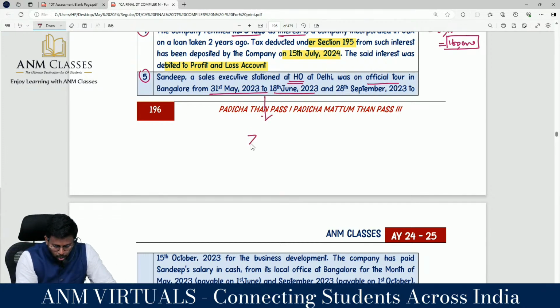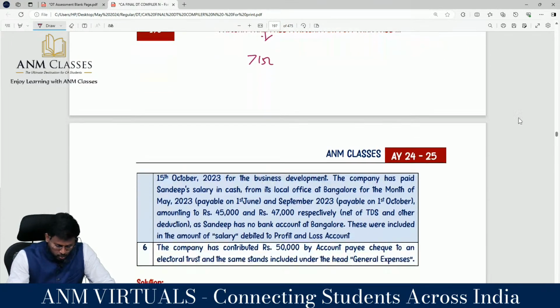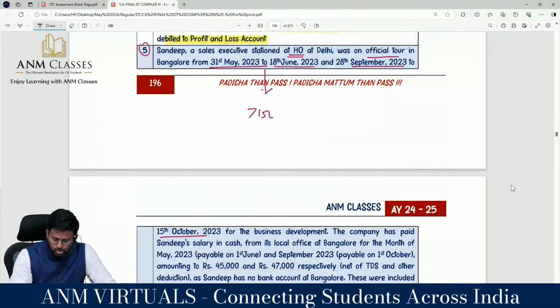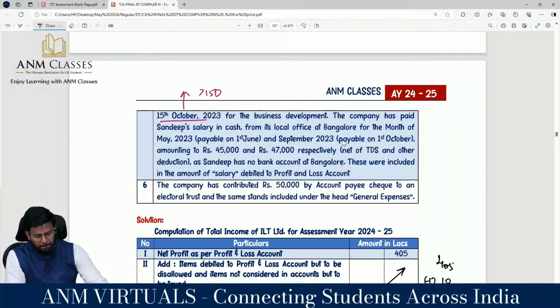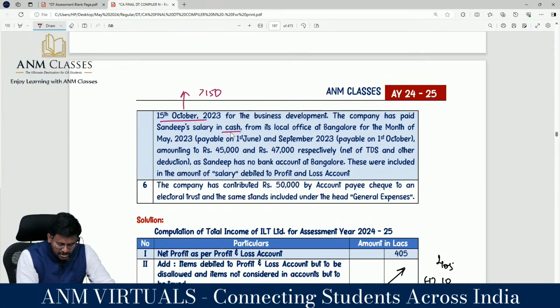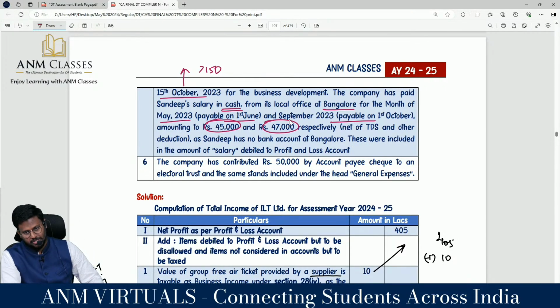Is this more than 15 days or less than 15 days? More than 15 days. That is an important condition which we have already studied. And 28th September 2023 to 15th October 2023. Is it more than 15 days? Less than 15 days? More than. For the business development. Company has paid Sandeep's salary in cash from its local office at Bangalore for the month of May, payable on 1st June, and September, payable on 1st October, amounting to 45,000 and 47,000 respectively.